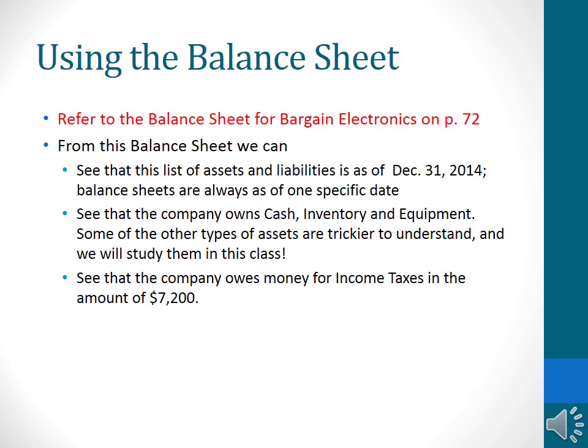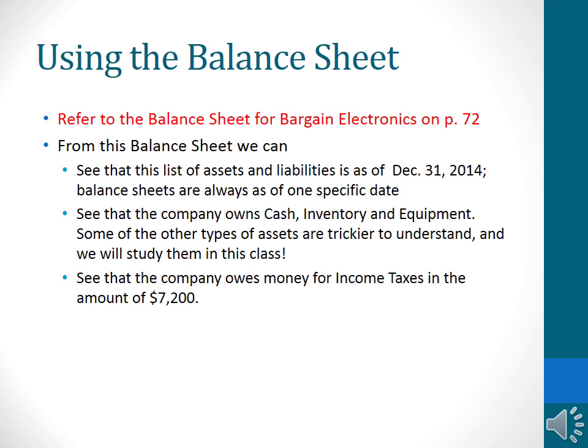Okay, so let's start to use a balance sheet by starting with the balance sheet for Bargain Electronics on page 72. On this balance sheet, we see that the list of assets and liabilities and equity is as of a specific date. This is December 31st, 2014. Balance sheets are always as of one specific date. Remember this most easily if you think about cash as being on a balance sheet. The amount of cash you have one day is different than the amount of cash you have on any other day. Might be more, might be less, but it's as of a specific date.